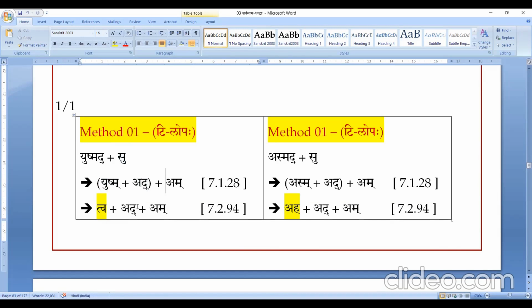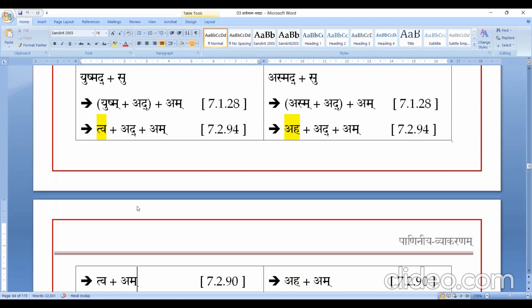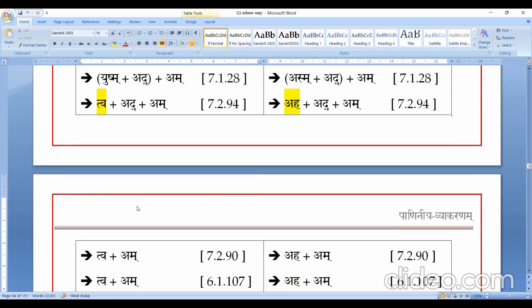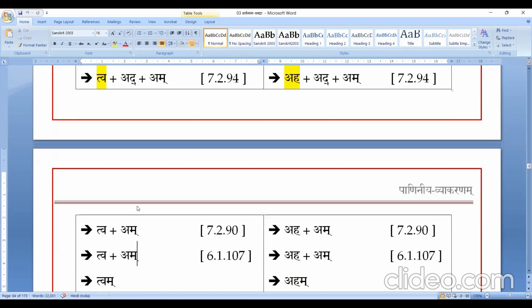7:1:28, so Am Adeshaha. Then Tvaha Sau by that sutra. So Sau alone is replaced by Am. Therefore, you can apply 7:2:94 first and then 7:1:28, either way. So Yushma is replaced by Tva. Then by Shesho Lopaha, other than the Vibhakti Pratyaya for 7:2:90, Atmayatva follows. Then Adalopaha, then Tva plus Am, Amipurvaha, Tvam.